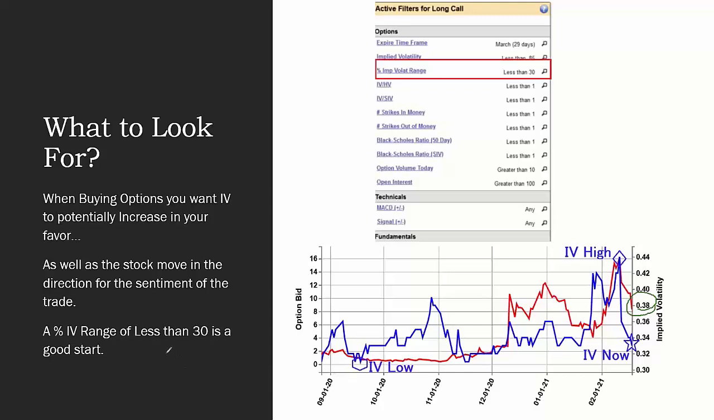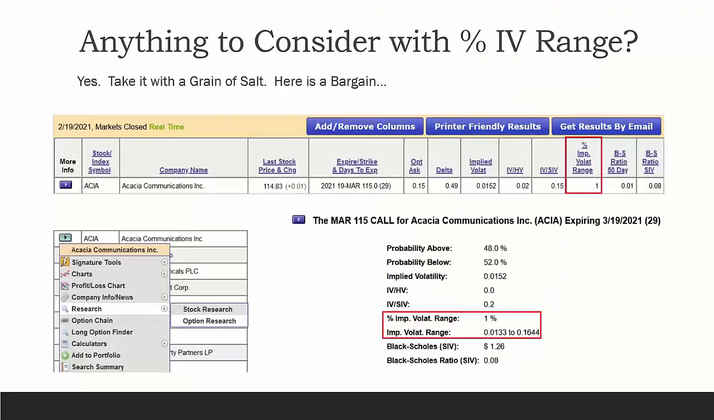A percent IV range in the long call or long put search of less than 30 is a good start. You could also tweak that further and say go less than 20 in that example, or even less than 10, but you might be mitigating several positions out. But a good start is to use a percent IV range of less than 30. Those are the filters that we use.